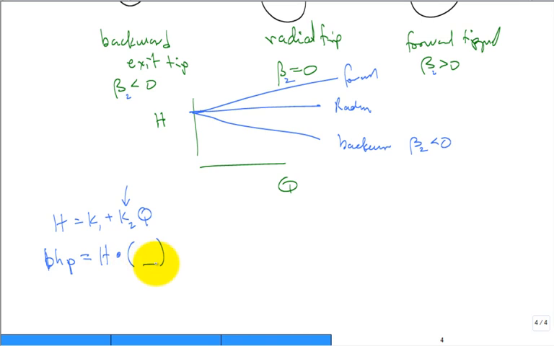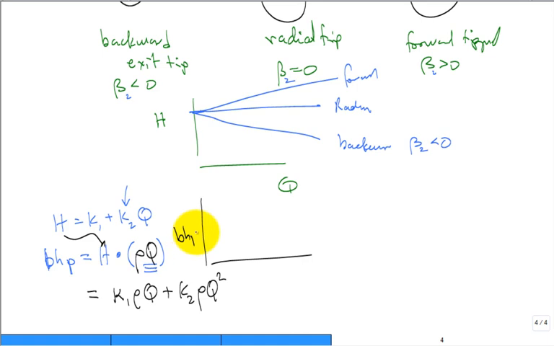What do I multiply? This is simple. Rho Q, m dot. We're using head as our energy head, okay? So if I do that, I just substitute in here, I get a constant K1 times rho Q, and then I have this constant K2 times rho Q squared. How does that vary? So if I plotted the brake horsepower as a function of flow rate, what happens at zero flow? It's always zero. But if K2 is zero, then it just goes up linearly with Q.